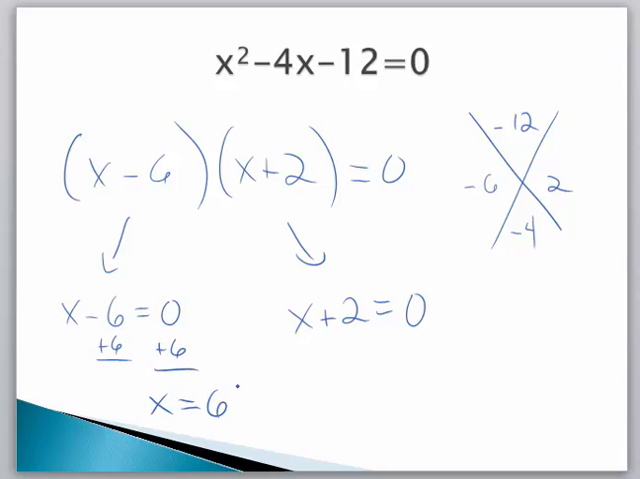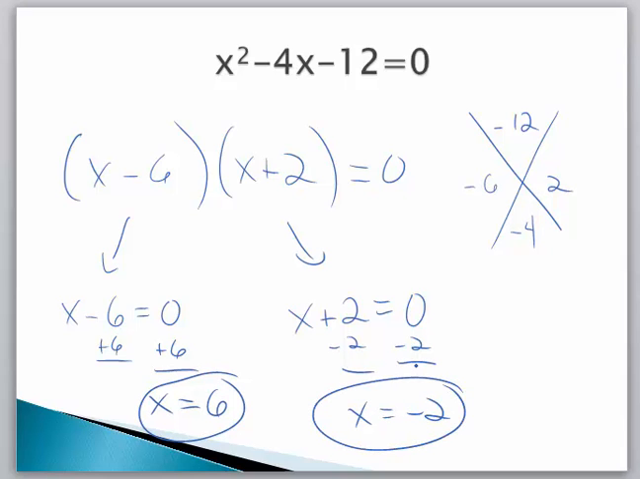X equals 6, one solution. X equals -2, my second solution. If I want to check those solutions, I can plug them back in. Either one should work out. There's two solutions. So if I take my first solution 6 and plug it into there, 36 minus 24 minus 12 equals 0. Should also work with the other solution.